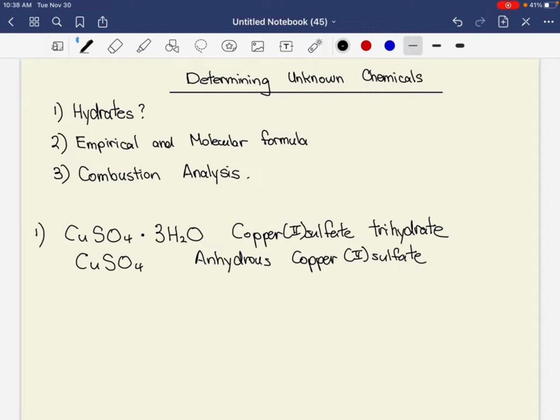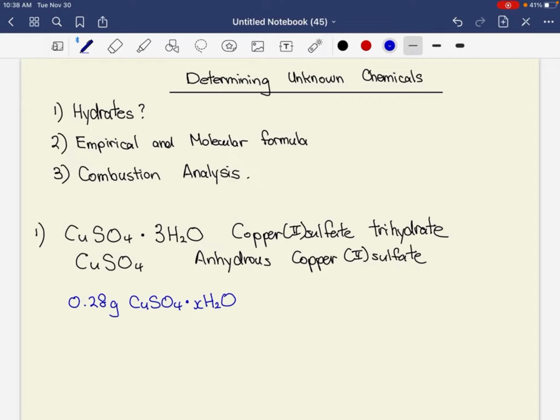All right? And I have a question here. In this question, you are going to be asked to find the number of waters of hydration in copper 2 sulfate. So here's a question right here. I have 0.28 grams of copper 2 sulfate, something hydrate. Oh my goodness, I need to know what that something is.